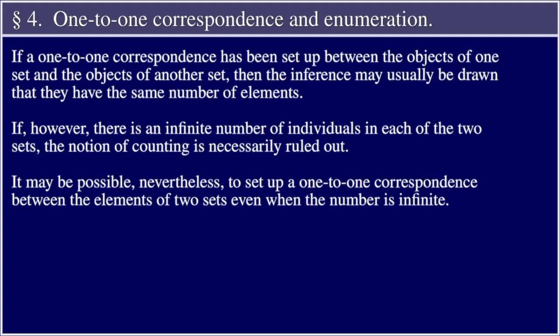Section 4, One-to-One Correspondence and Enumeration. If a one-to-one correspondence has been set up between the objects of one set and the objects of another set, then the inference may usually be drawn that they have the same number of elements. If, however, there is an infinite number of individuals in each of the two sets, the notion of counting is necessarily ruled out. It may be possible, nevertheless, to set up a one-to-one correspondence between the elements of two sets even when the number is infinite.